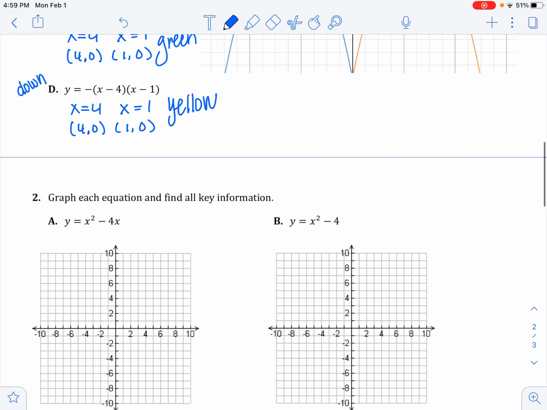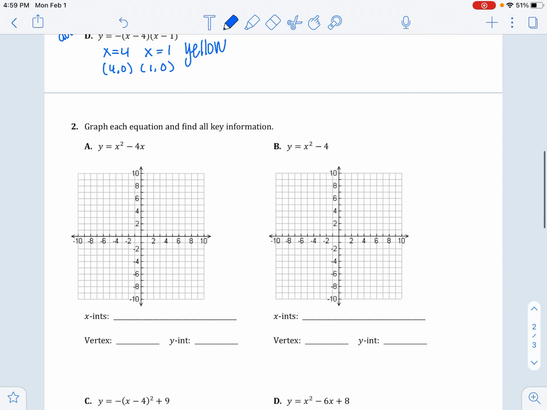Okay, last but not least, we have graphing. It says graph each equation and find all the key information.